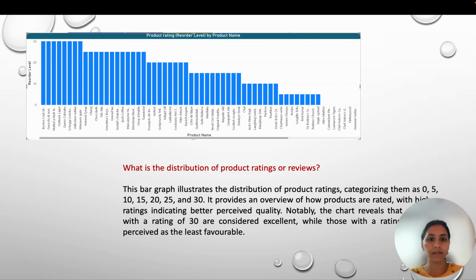Notably, at reorder level 30, there are only 7 or 8 products. If we go by the zero rating, there are many more products under that zero reorder level, which we conclude means the products are not reordering. That means the customers are not liking the products under the reorder level of 0.